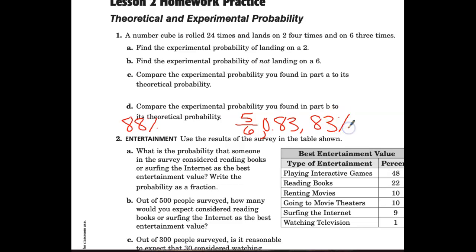So this time we would say experimental is greater than our theoretical, because 88 is greater than 83%. They're close, but 88% is still greater.